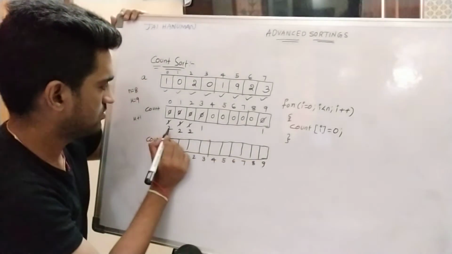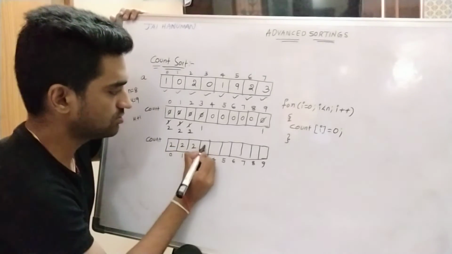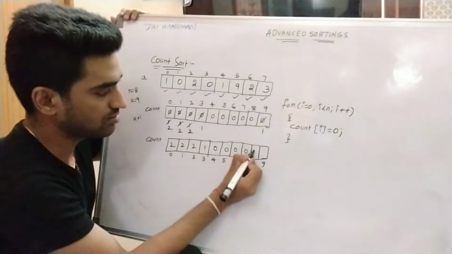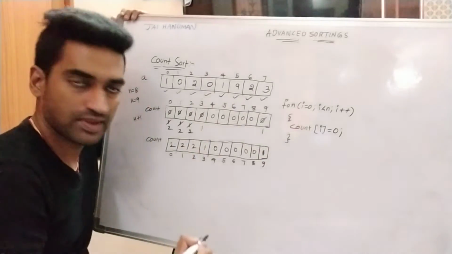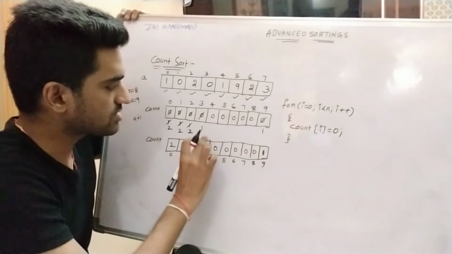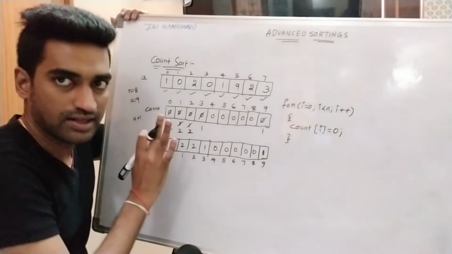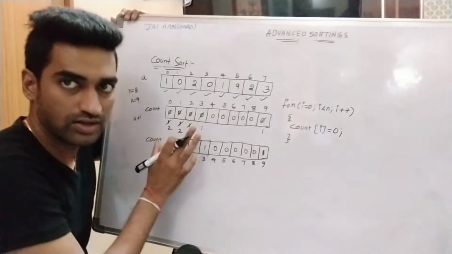So here the counts are 2, 2, 2, 1, 0, 0, 0, 0, 0, 1. Right? So how to update this count array? With the help of the A of I array. So for this count array, I am writing the logic.